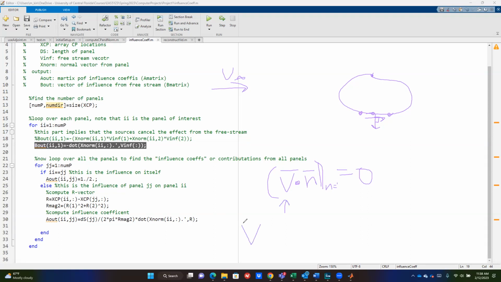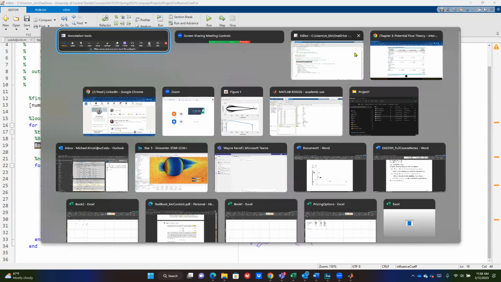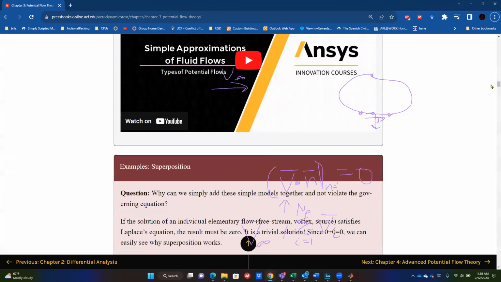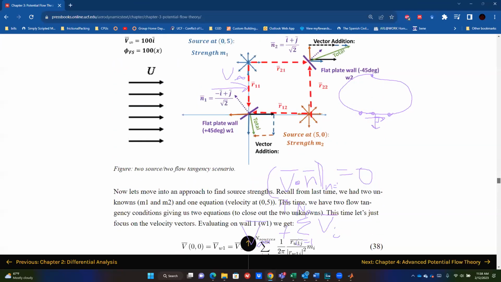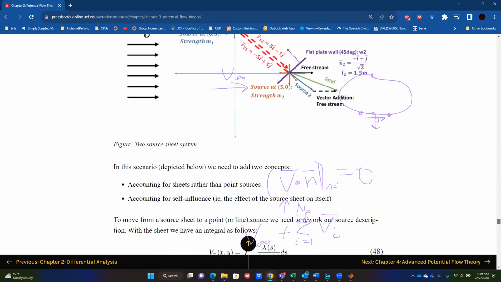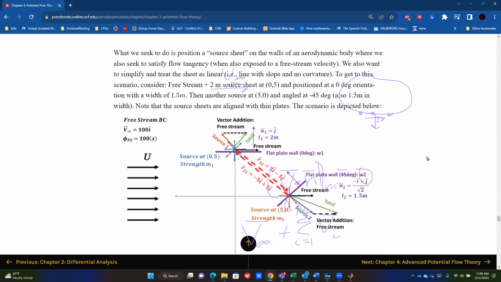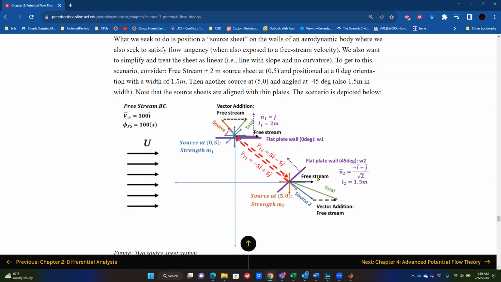V is given by the free stream plus the sum from i equals 1 to N panels of the induced. If we pull up our notes from before, what is the induced? We can see it in this section, right? Our induced velocity from a given panel is given by what we add here.